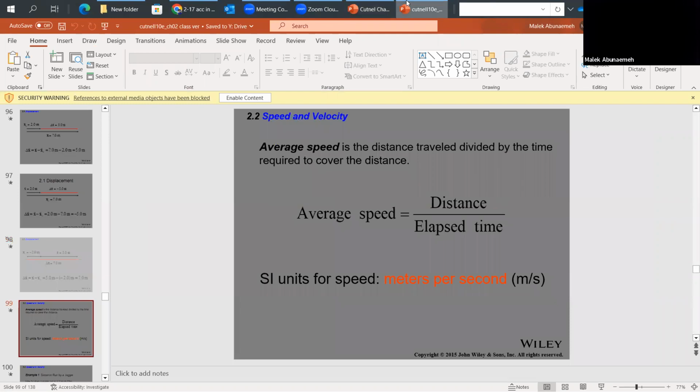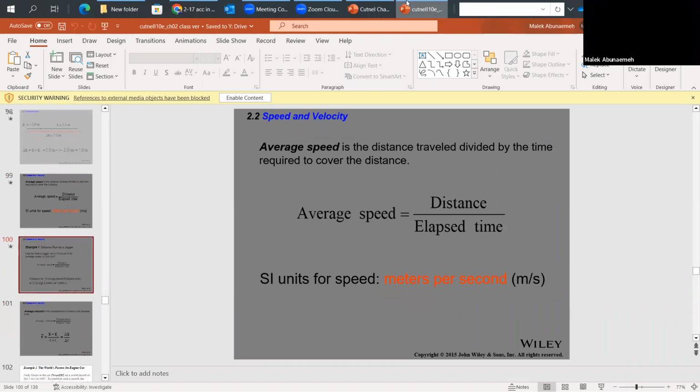So your average, and that's what we just did. The average speed is the distance traveled divided by the time required to cover that distance. Now your average speed, again, is distance divided by your time, which is in meters per second. And we just saw that.